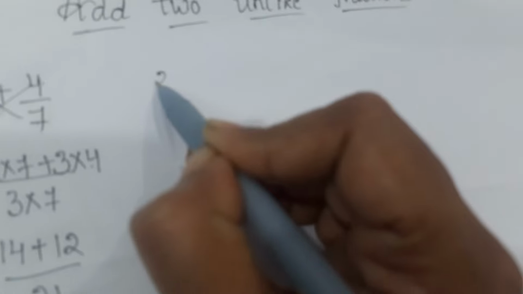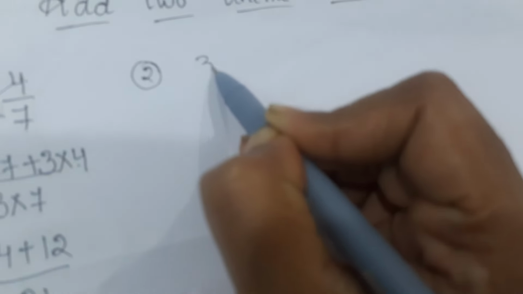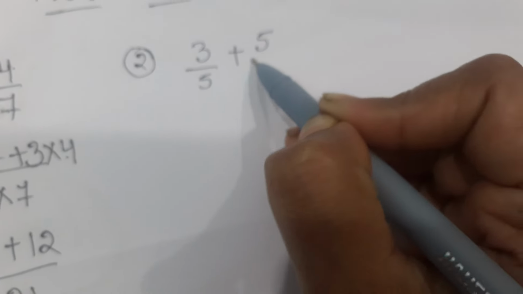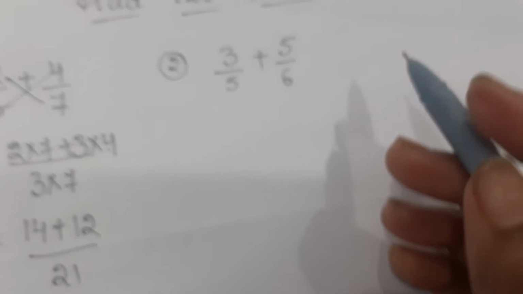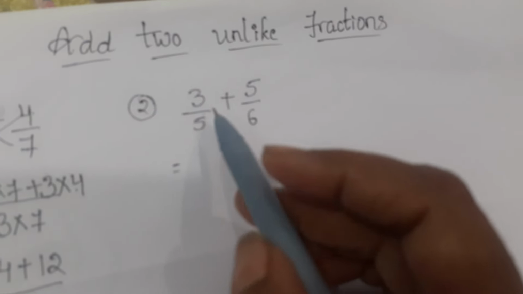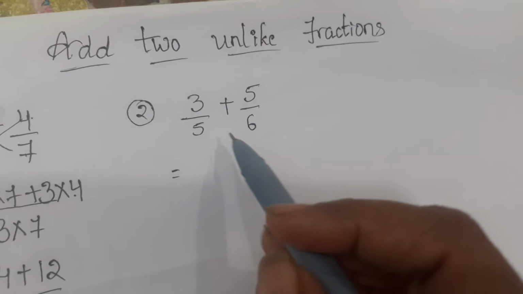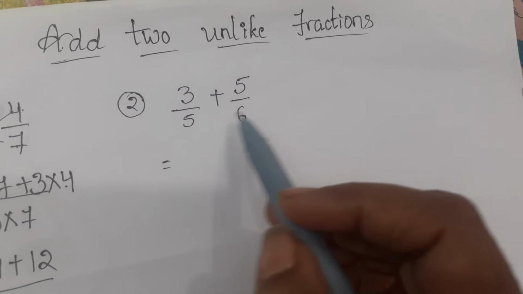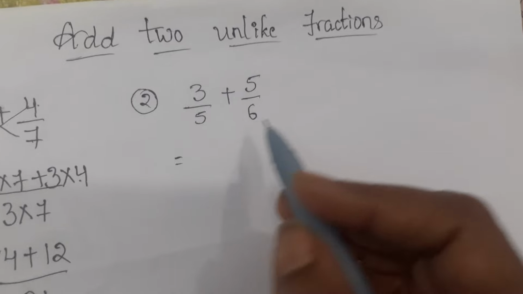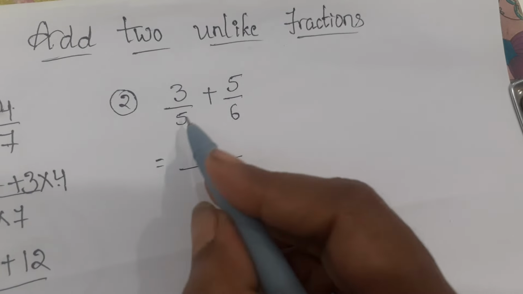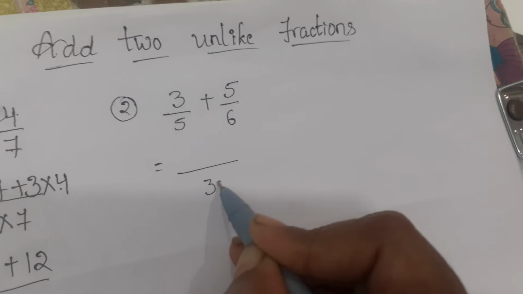Second one, 3/5 and 5/6. Add these two unlike fractions. Here, first denominator is 5 and second denominator is 6. These two denominators are also different. That's why you have to multiply these two denominators, 5 into 6. That is equal to 30.